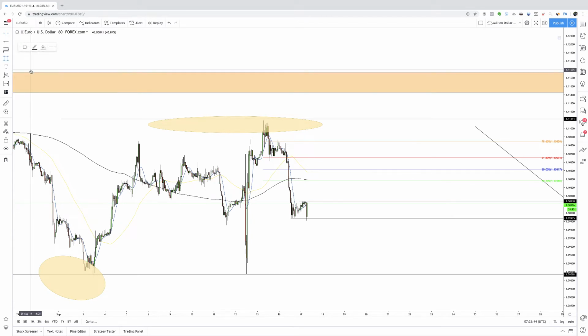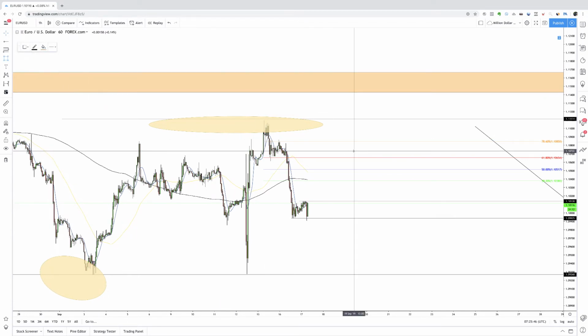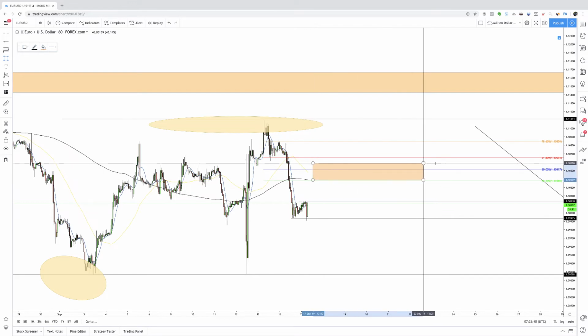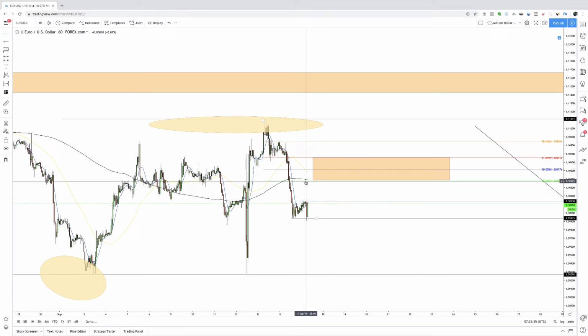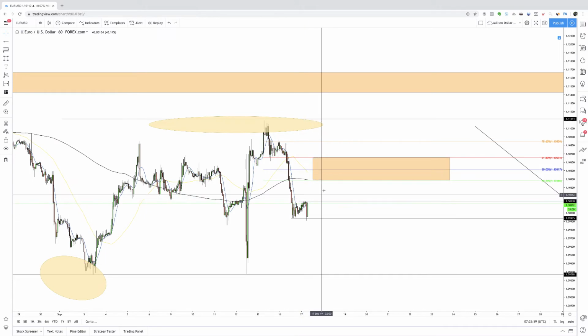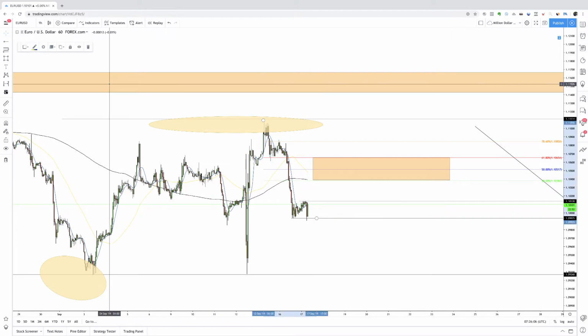Me being a swing trader, let's just say I put a little zone here in between the 38.2 and the 61.8, which are Fibonacci retracement levels. I could wait for price to enter this zone and give me a potential short setup. So it comes back to trading.